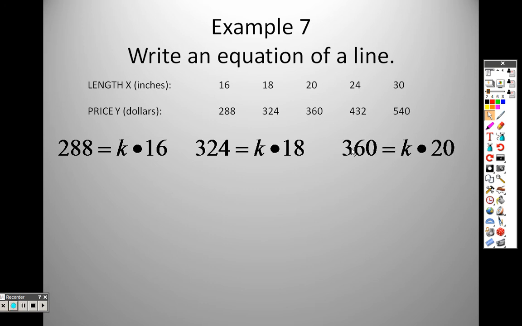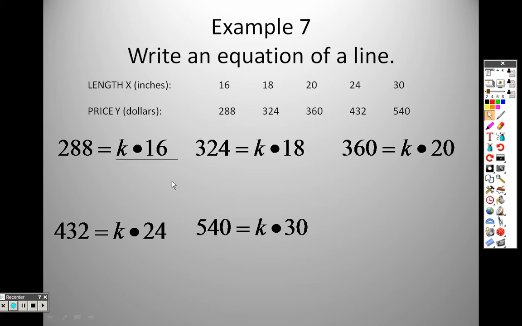This is y. That is x with your k. Since it's k times 16, the opposite is division. And it's the same for each of these. K times 18, the opposite is division. K times 20, the opposite is division. K times 24, opposite division. K times 30, opposite division.